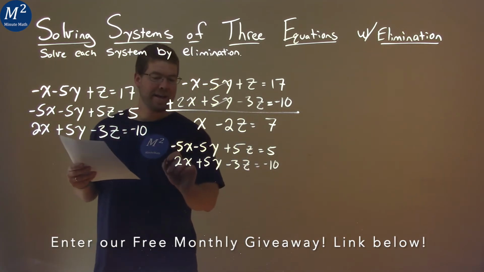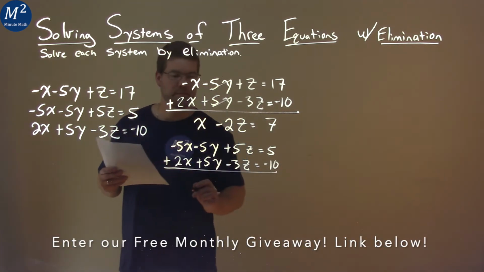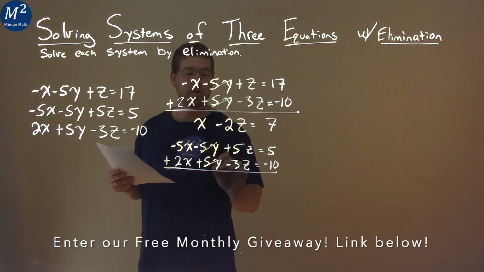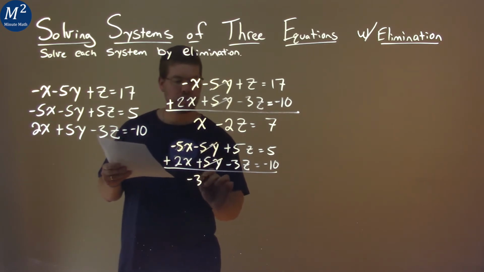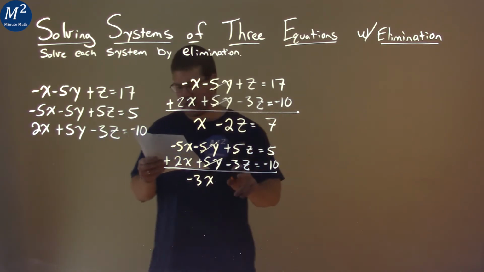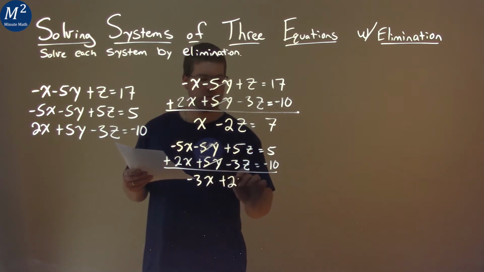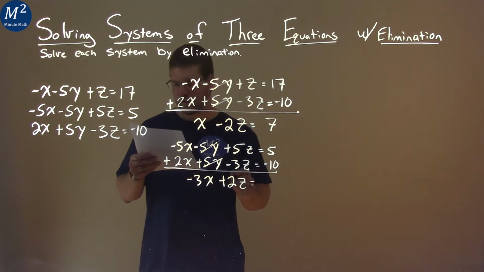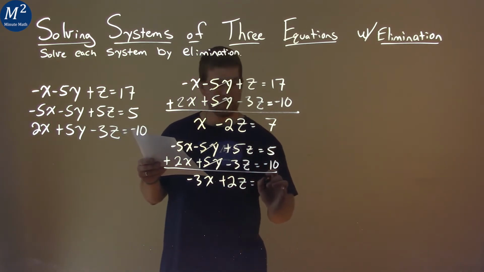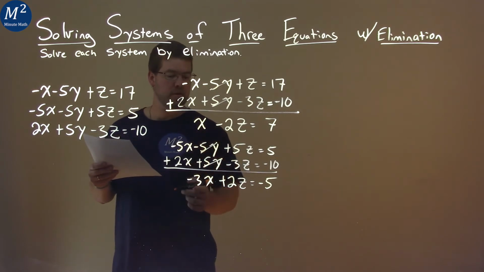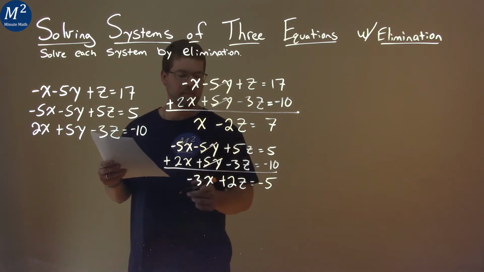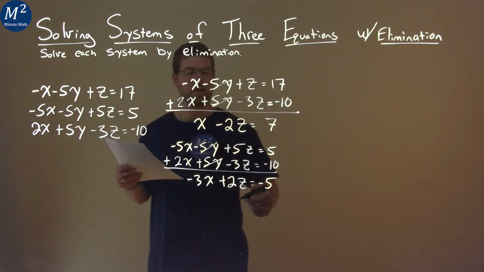And now we want to add these two equations together. Again, the y's will cancel. Negative 5x plus 2x is a negative 3x. And 5z plus a negative 3z is a positive 2z. 5 plus a negative 10 is a negative 5. So look, now we have two equations. x minus 2z equals 7, and negative 3x plus 2z equals negative 5.